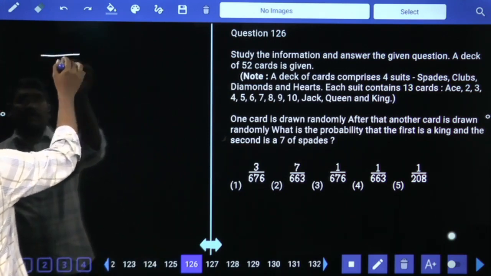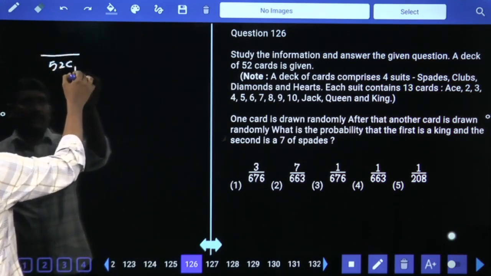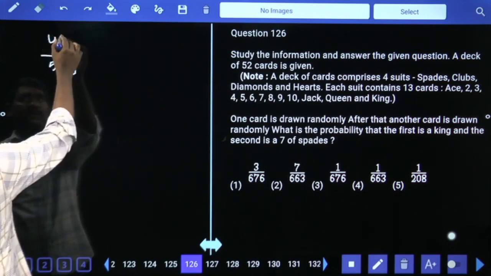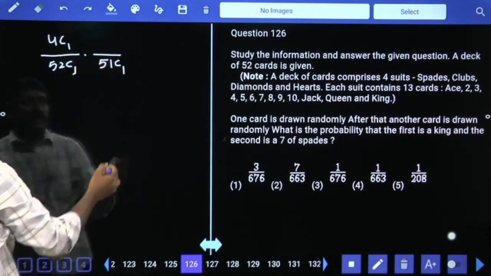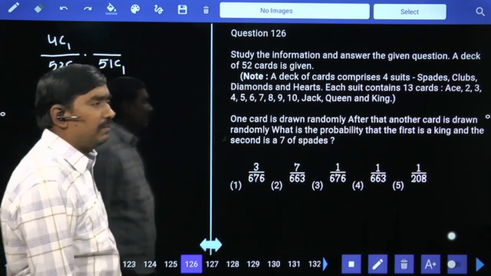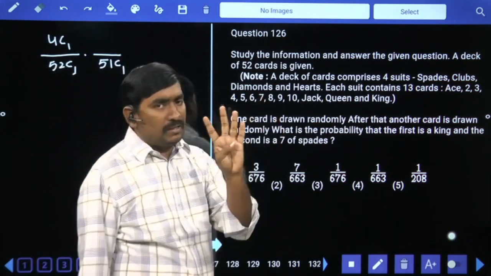So first of all, one card is drawn out of 52 cards. That is a king card, 4C1. Already one card is drawn, so remaining 51 cards are there. That is a 7 of spade. Number 7 cards are 4 cards.